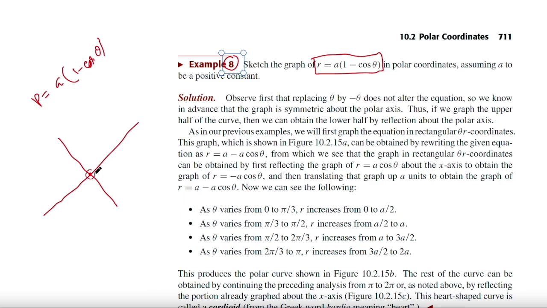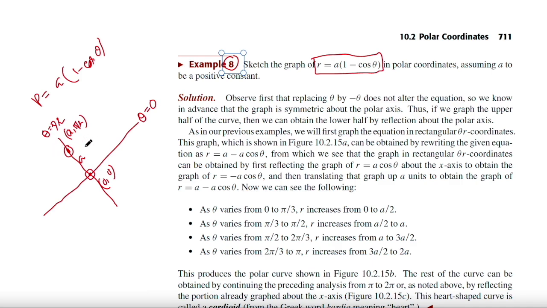This is a point. And second one, when theta is pi by 2, R equals what? A, right? 1 minus 0, which is A. Let's say A is this distance, 0 to A. So the coordinate of this point is (A, pi by 2), and the coordinate of this point is (0, 0).